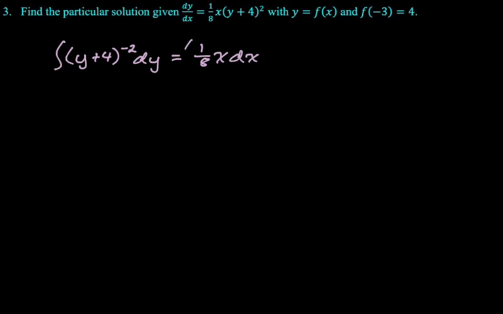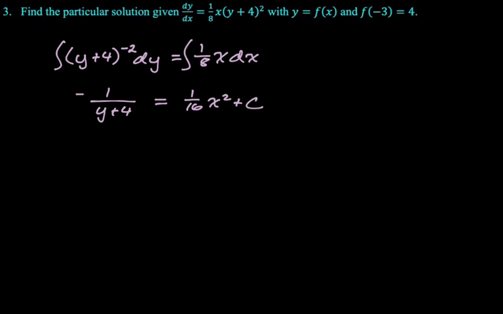So I will get negative 1 over y plus 4. And then this is going to be 1/16 x squared plus c. So on the left-hand side, I really got negative quantity y plus 4 to the negative first, but I just wrote it with positive exponents.